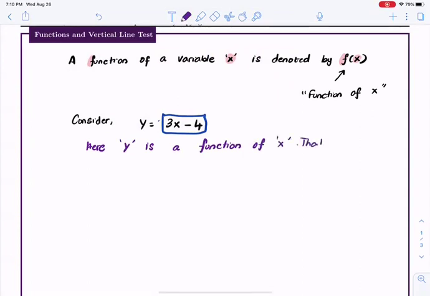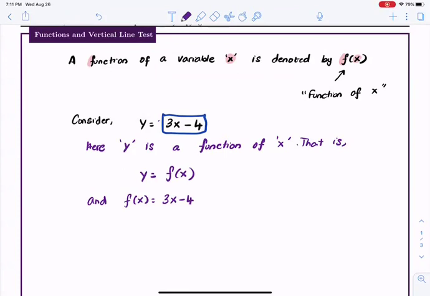That is, y is equal to f of x. So in this problem, f of x is simply 3x minus 4. All I'm doing is comparing the right-hand sides. So f of x is directly equal to 3x minus 4.